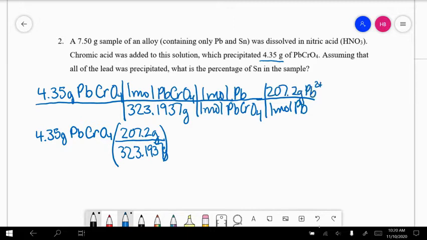So whether you use stoichiometry or percent by mass, it doesn't matter. You're going to get the same answer. And in my calculator, I'll multiply across the top 4.35 times 207.2 and divide by the bottom. And I get an answer of 2.78 grams of lead.